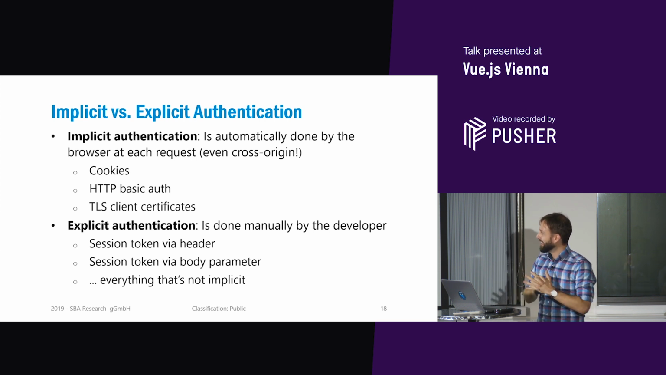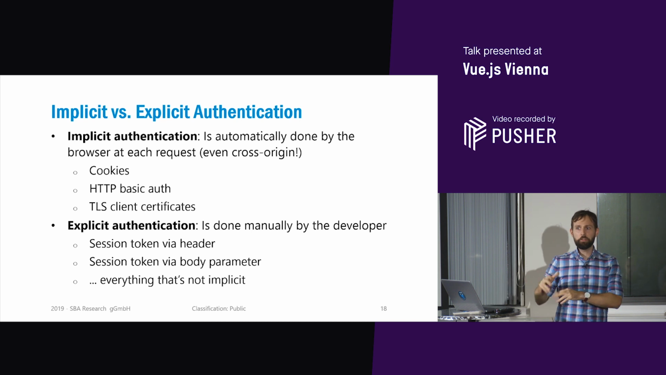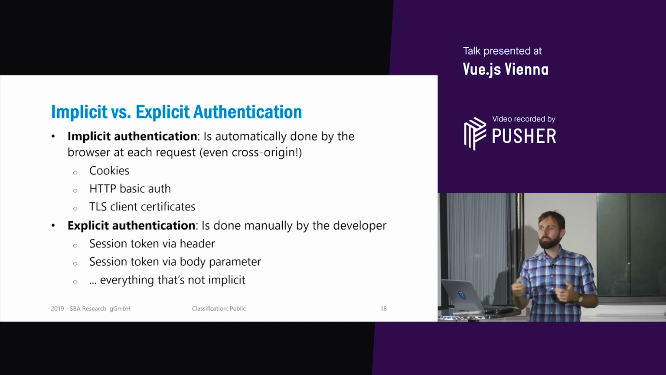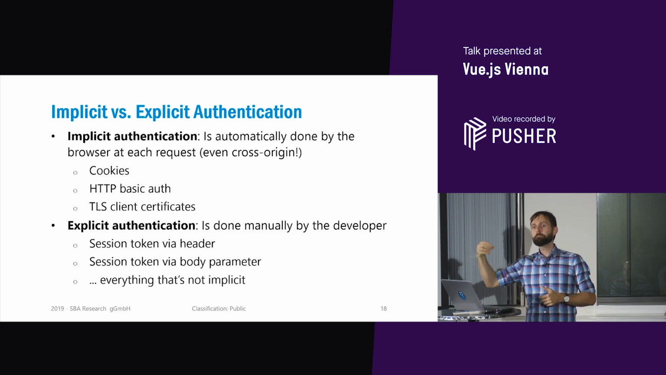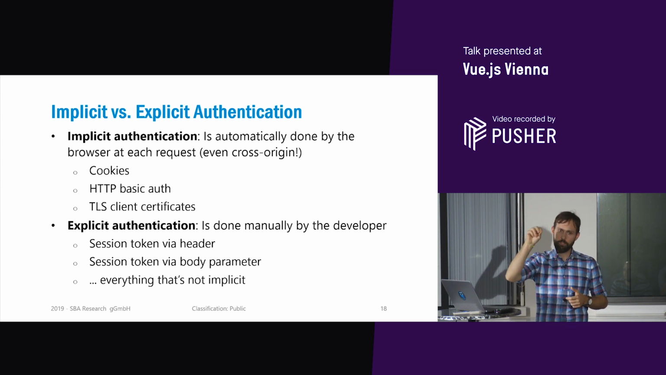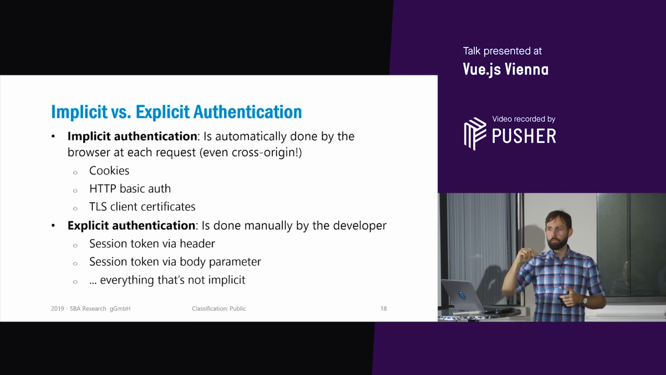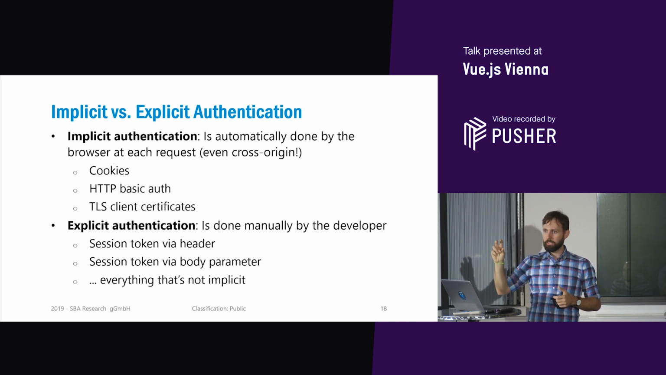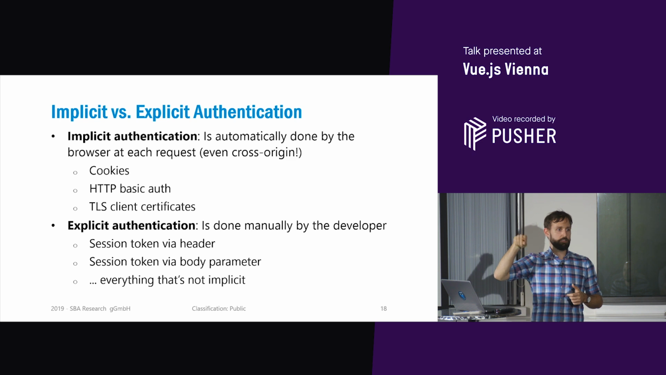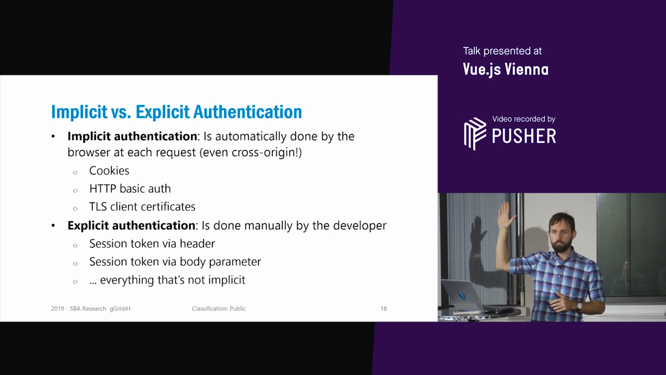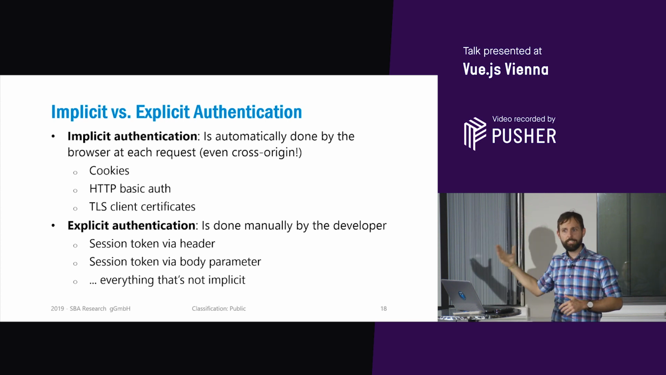Now, you could also have explicit authentication. So that's everything that's not implicit. So for example, you set a bearer token or a custom header with your session token inside. That's explicit authentication because you have to set that token at each request. In Vue, for example, if you use Axios as your HTTP client library, you can set this header. You can make a request listener and add this header at each request. Who has done this already? I have done this as well. So this is explicit authentication.